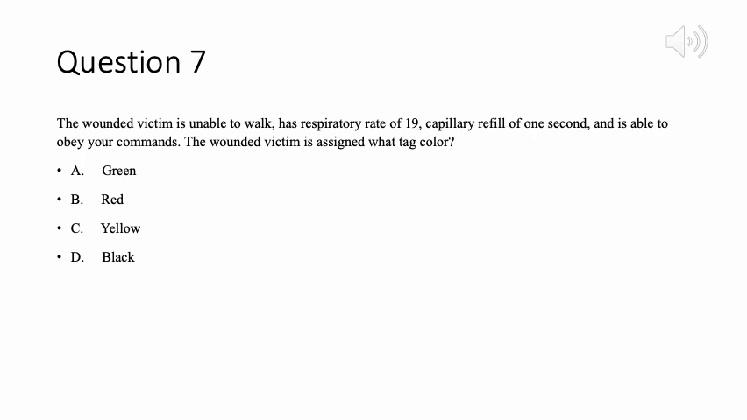Because the victim is unable to walk, we will do our assessment, but he has a respiratory rate less than 30, so we move on to the next assessment. He has a cap refill of less than 2 seconds. We move on to the next assessment. He does obey our commands, and so that makes him a yellow. That's going to be a delayed tag.